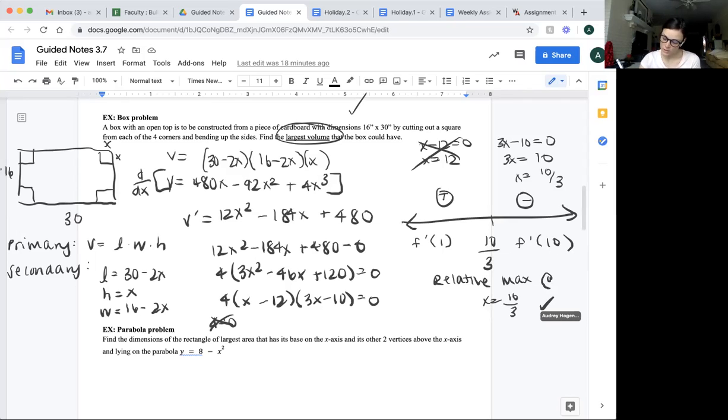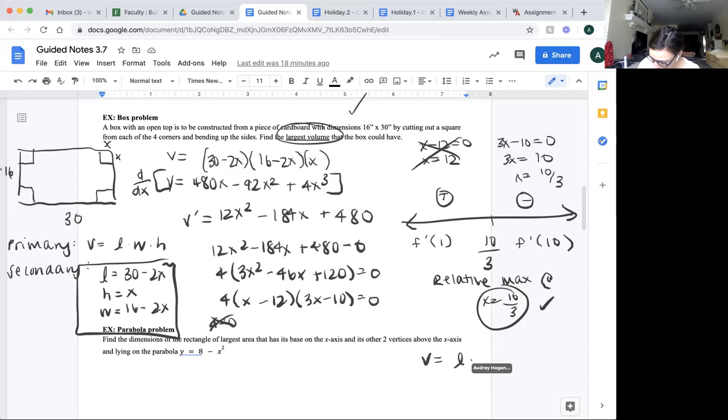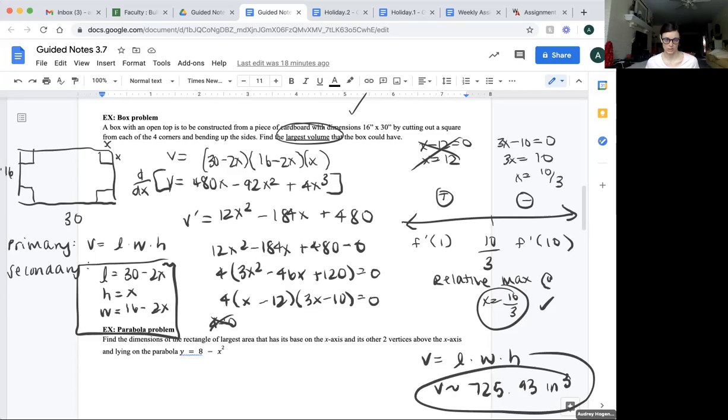And then I'm just going to use x equals 10/3 and plug it into my secondary equations to find length, width, and height. Then once I have length, width, and height, I can do V equals length times width times height. So again, I want you to do this part. Plug in x to length, width, and height, figure out what they are. Then volume is going to equal length times width times height, which should equal approximately 725.93 inches cubed. That is my maximized volume there.